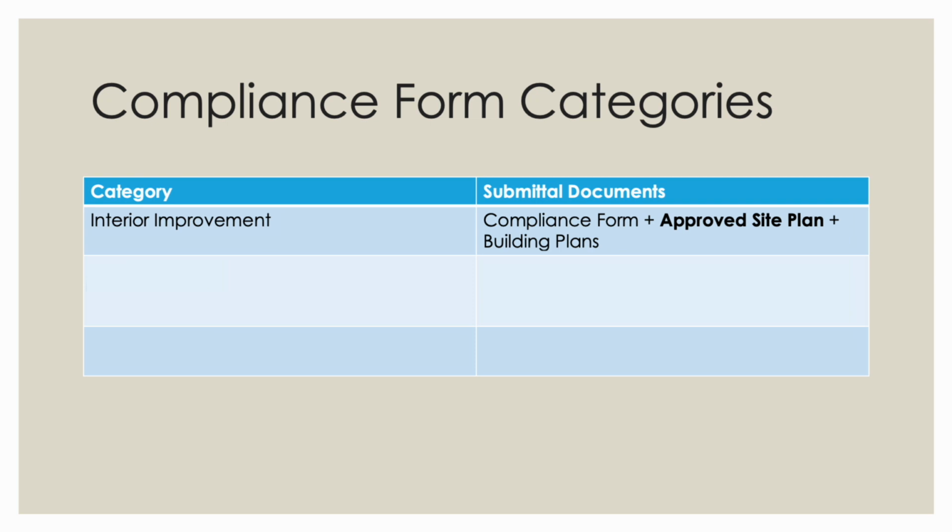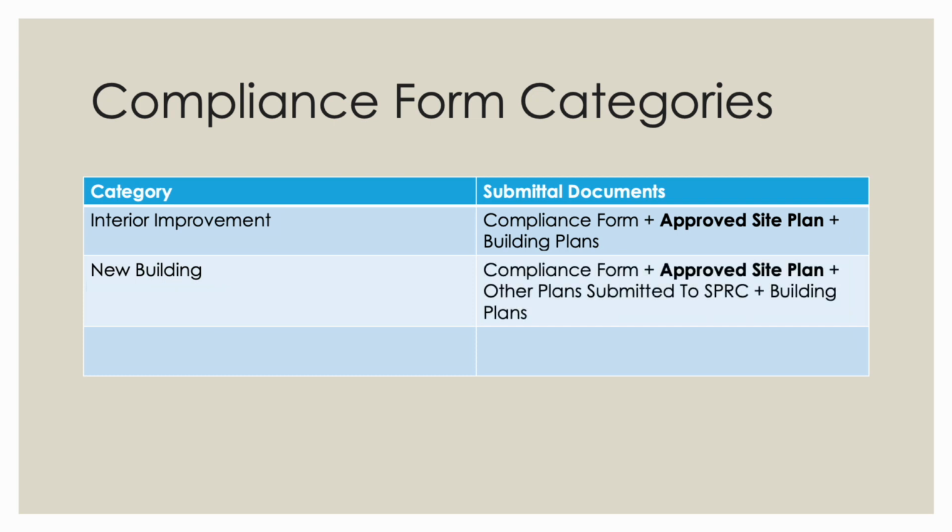So if you're doing an interior improvement, you're going to need a compliance form, which in the second part of this presentation, I will show you how to access. You will need the approved site plan that was approved by City Council at whichever point in time. We're going to discuss how you can obtain that, and of course the building plans that you are submitting. If it's for a new building, let's say you recently got a site plan approved at City Council, and now you're submitting for the site work for that project, then you will be submitting the compliance form again, the approved site plan, the other plans submitted to the Site Plan Review Committee.